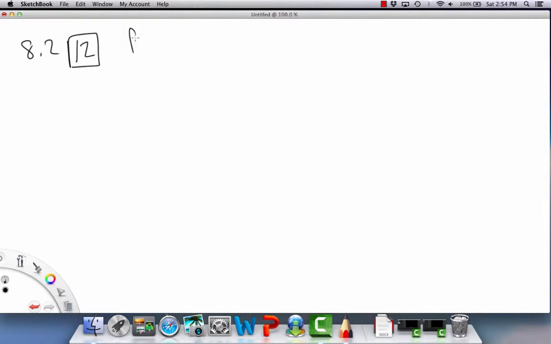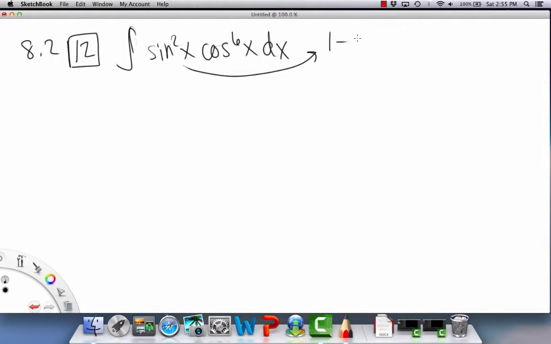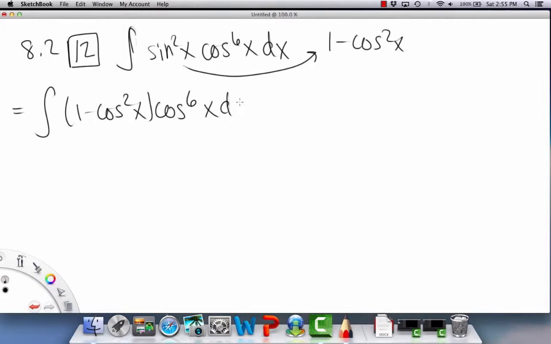This problem gives us the integral of sine squared x times cosine to the 6th x dx. What we're going to do is use the property that sine squared x equals 1 minus cosine squared x. So we get 1 minus cosine squared x times cosine to the 6th x dx. Then we distribute this term into both, so we get cosine to the 6th x minus cosine to the 8th x, and then our dx.